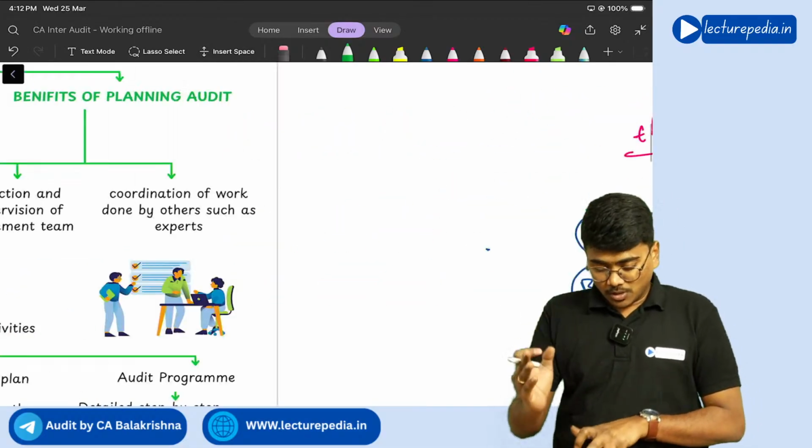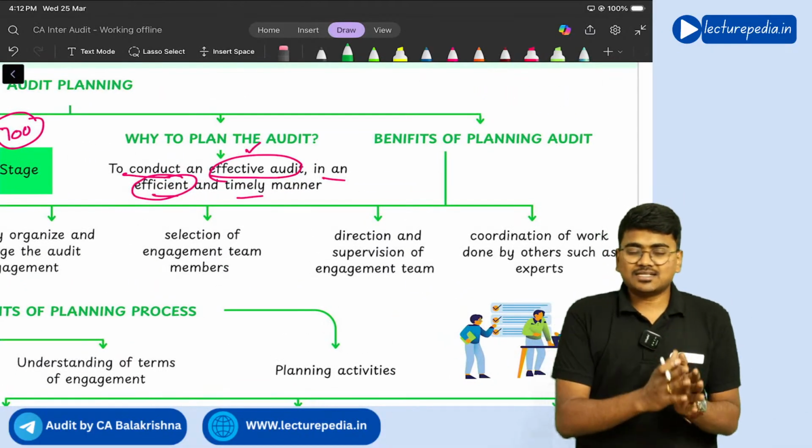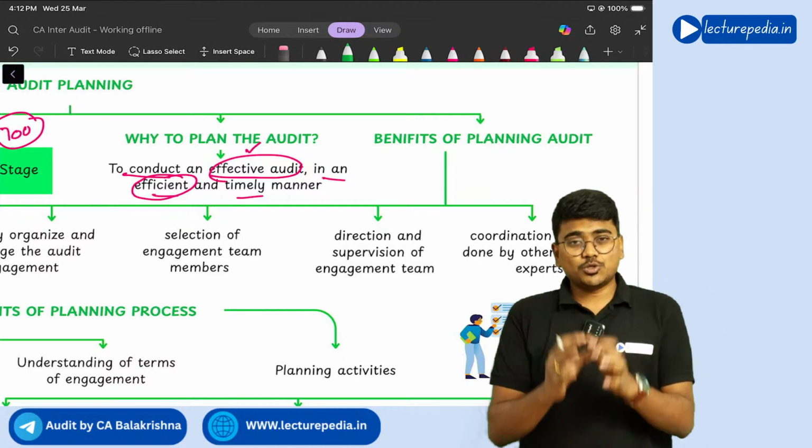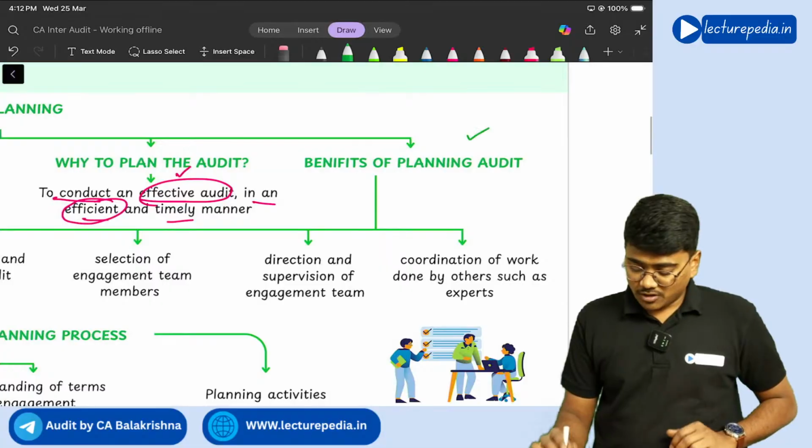Getting it? So whenever anyone asks you why to plan the audit, to conduct the effective audit in an efficient manner, you have to plan the audit. That's what you need to say. Next, what are the benefits of planning?